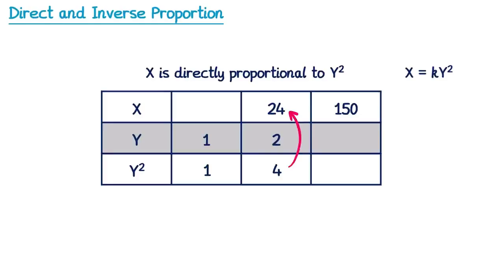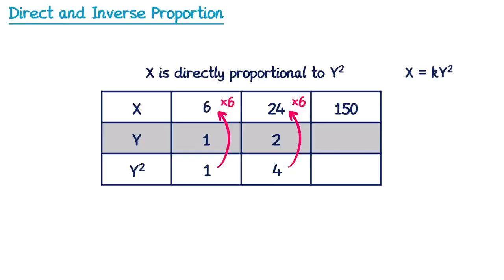What do I multiply 4 by to get to 24? Well, that's multiplied by 6. So I must multiply all of the y squared values by 6 to get the x values. So we can find out the first missing x value by multiplying 1 by 6 as well, and 1 times 6 is just 6.